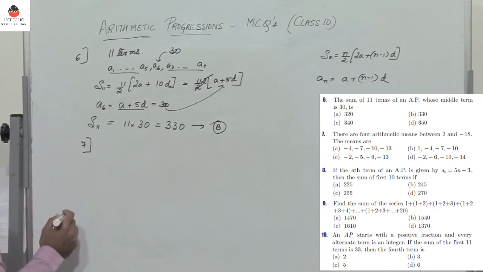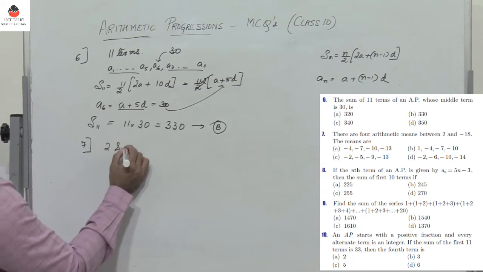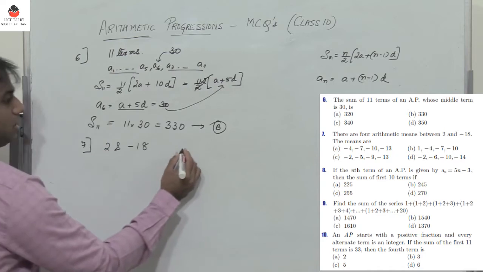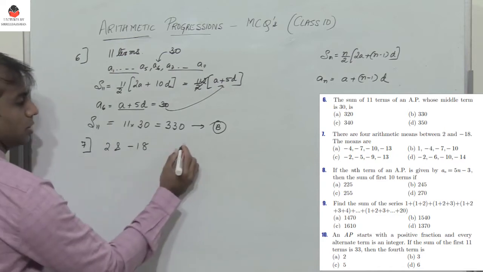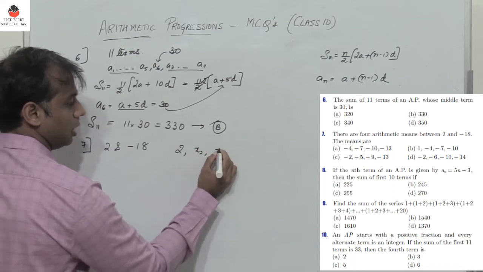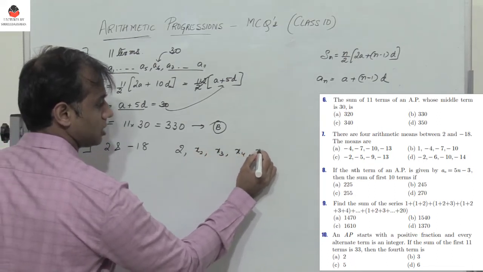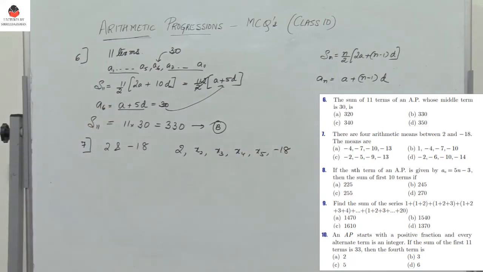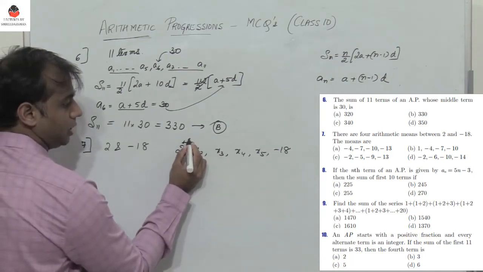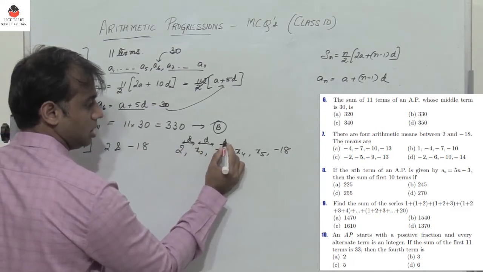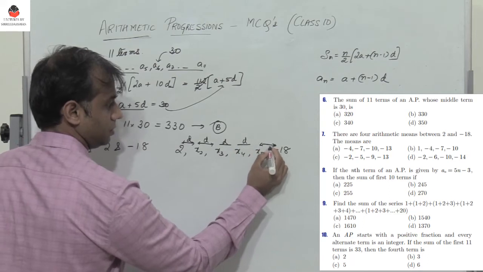There are 4 arithmetic means between 2 and minus 18. Now what are they? So you have minus 18 and 2. So you have 2 and then you have 4 more. So let me call this as x2, x3, x4 and x5, and x6 is minus 18. So in total you have 6 terms. So the common difference is D here. It is D, D, D and D.